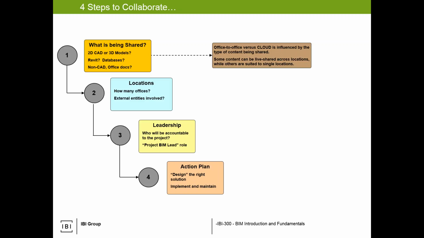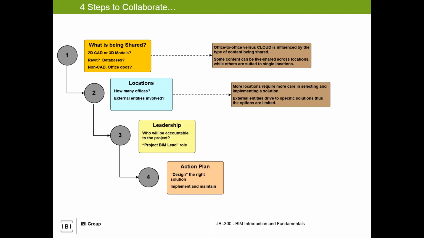So here we've got office to office versus in the cloud. For what's being shared, all the decisions are influenced by the type of sharing that has to occur. Is project A doing a Revit model and project B doing a Civil 3D model? Is project A, B, and C all syncing to the same Revit model? Is project A doing a plant model, project B doing Civil 3D, and an external entity doing Revit? All viable? I don't know. We have to find that out.